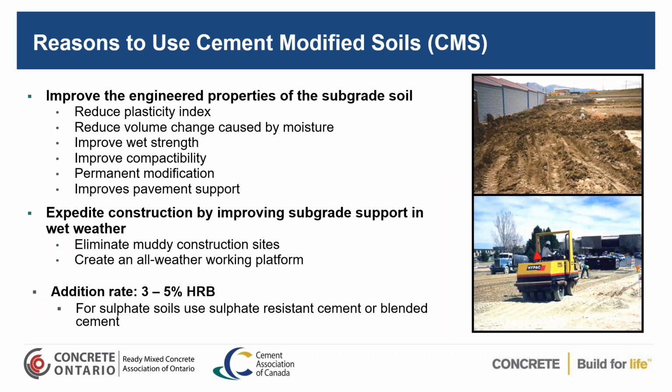So when you're looking at this, just a brief explanation on cement modified soils. What you're trying to do here is, if you have a subgrade that is not in spec, you can actually modify the plasticity index through adding hydraulic road binders. The volume change that's caused by the moisture, you can reduce that. You can improve your wet strength because you're actually combining the clay particles together to provide a stronger working platform. When you're using a hydraulic road binder, you also have a permanent fix. So what you've done to enhance the subgrade will be a permanent fixture.